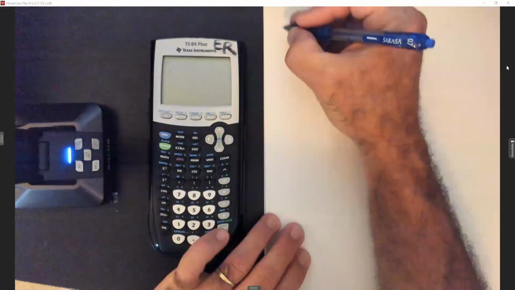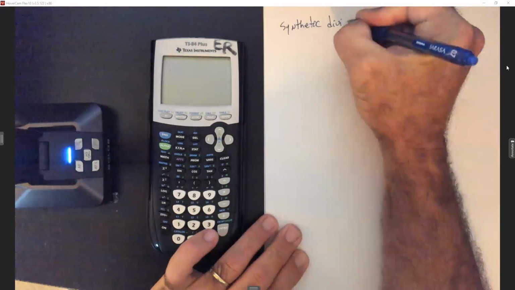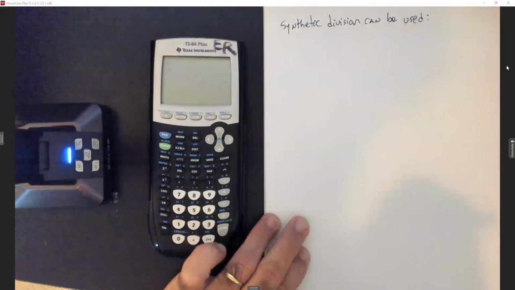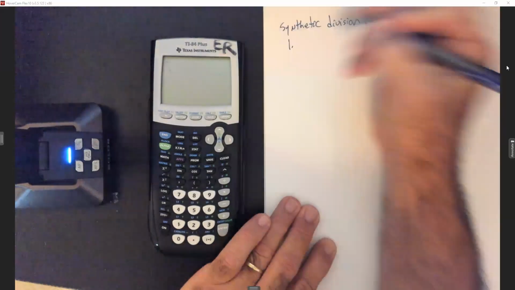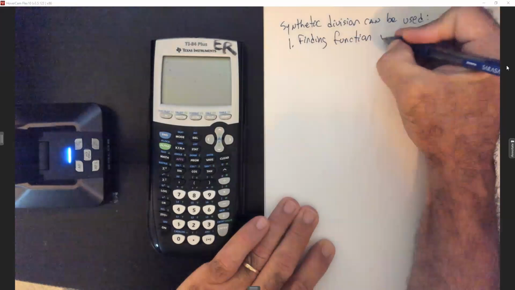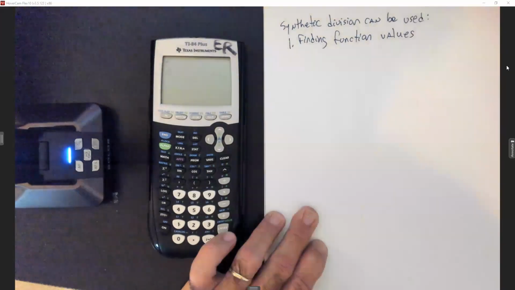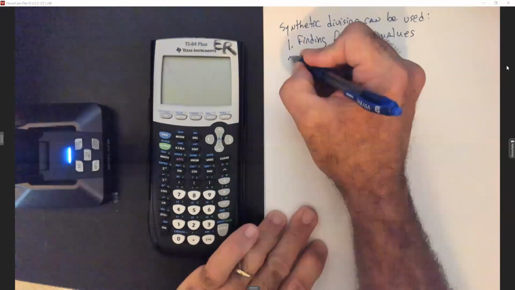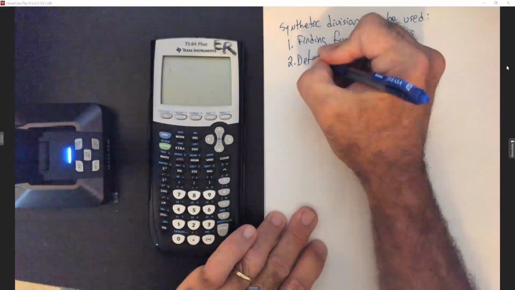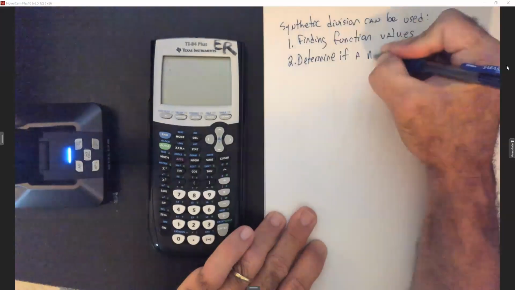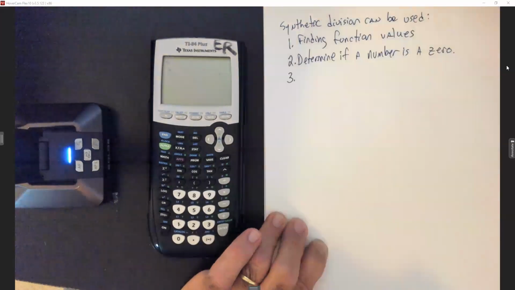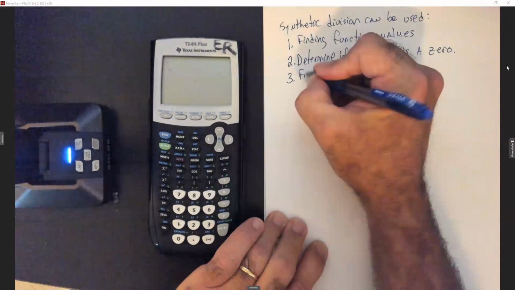Synthetic division can be used, and there's three things I'm going to use them for in this class. First thing I use them for is finding function values. I can do stuff like f of 2 with it, okay? F of 3, f of anything. Second thing I can use it for is to determine if a number is a 0. Then the third thing I can use it for is to find the quotient and remainder.